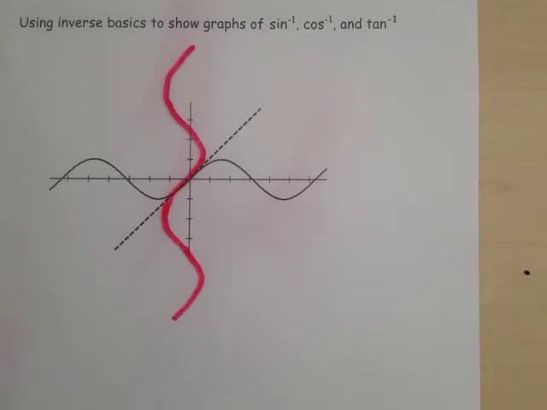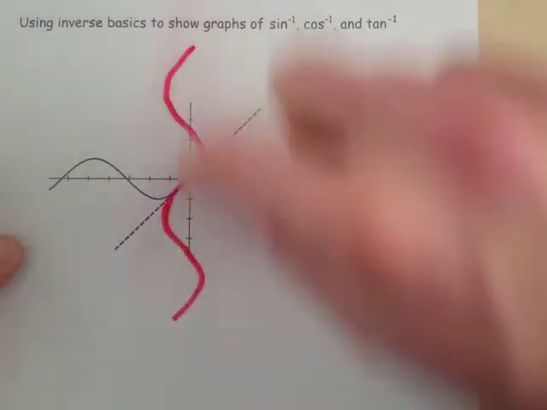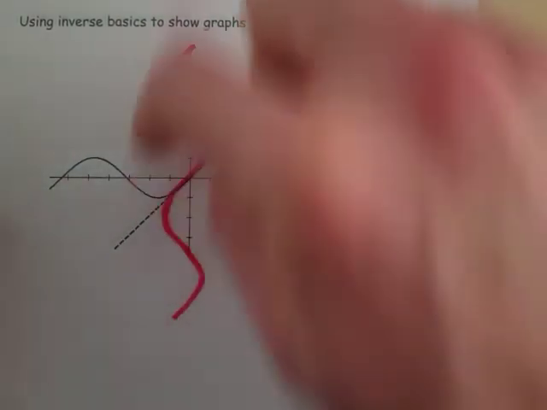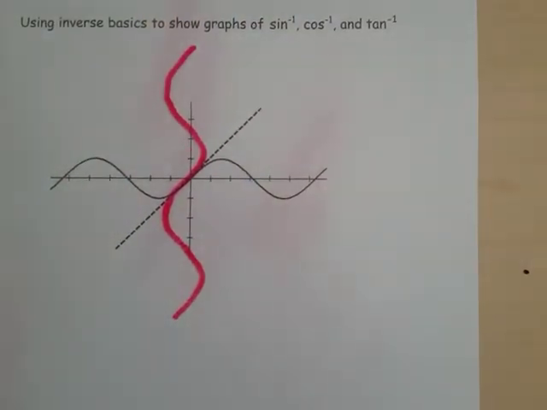Now I'm going to remember the fact that sine inverse, cosine inverse and tangent inverse do have to be functions, and if they're not functions, then we can't really work with them. They are called inverse functions for a reason. But as you'll note here, this red inverse, as it looks, doesn't pass the vertical line test. So we're going to have to modify this a little bit to make sure that that happens.